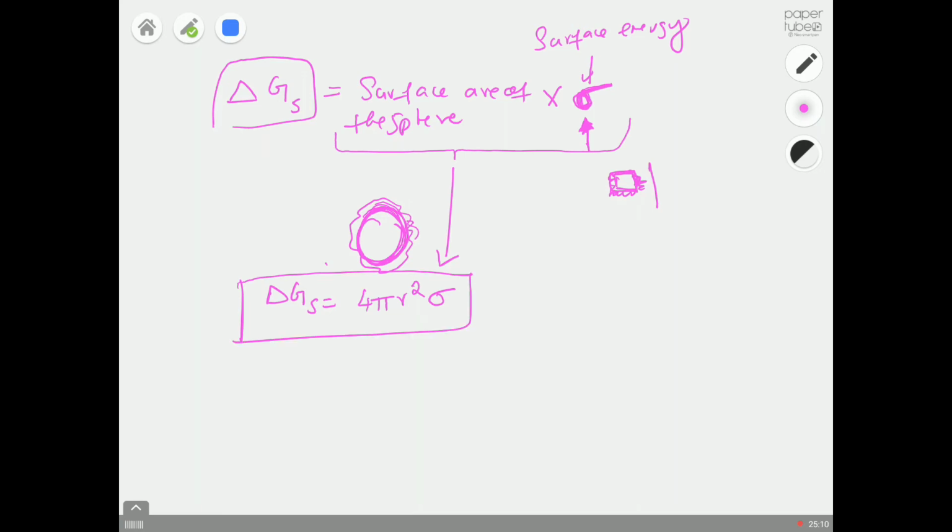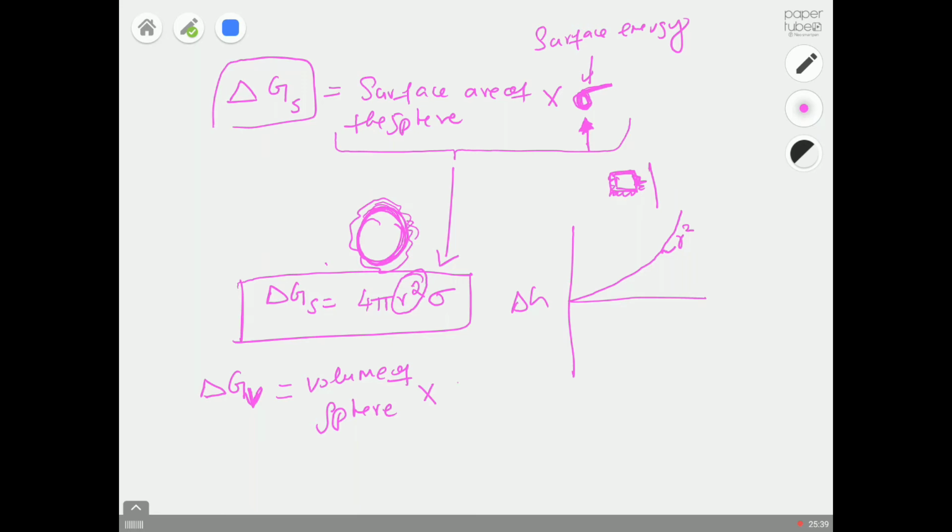And this quantity, if you remember, as I said in this delta G diagram, is going to approximately increase as a function of r square. That r square comes from here. And then we go to the volume part, which is even more tricky. This capital V is nothing but the volume of your sphere, multiplied by delta GV.